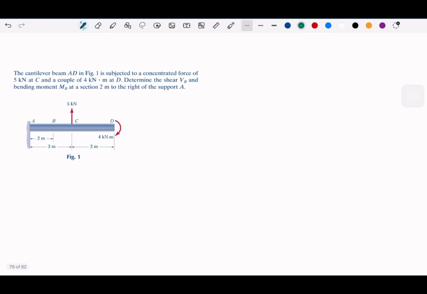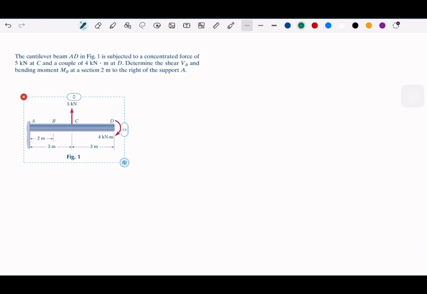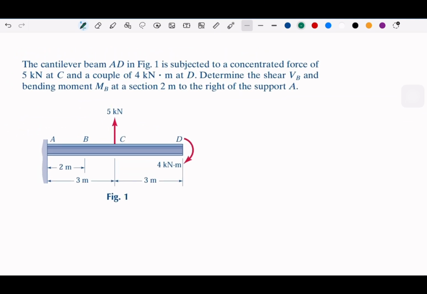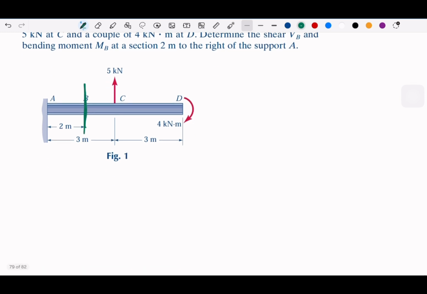So suppose that we have a cantilever beam like this. It has a concentrated force at C and a couple of 4 kilonewton meter at D. And we need to determine the shear force at B and the bending moment at B. So of course, this is forcing us to cut this, right? So we cut this at point B.